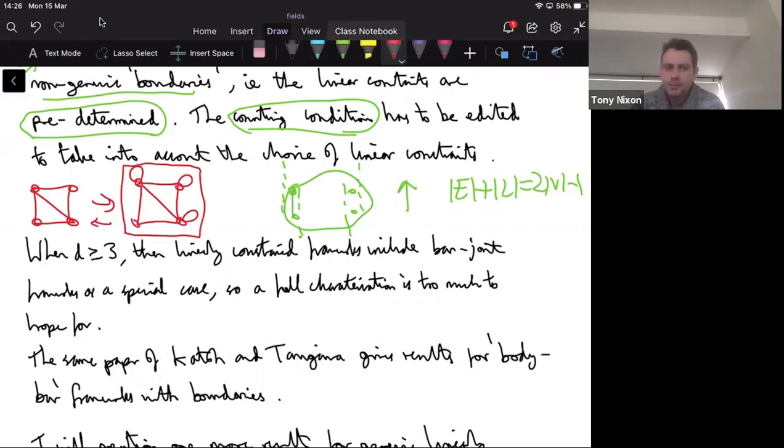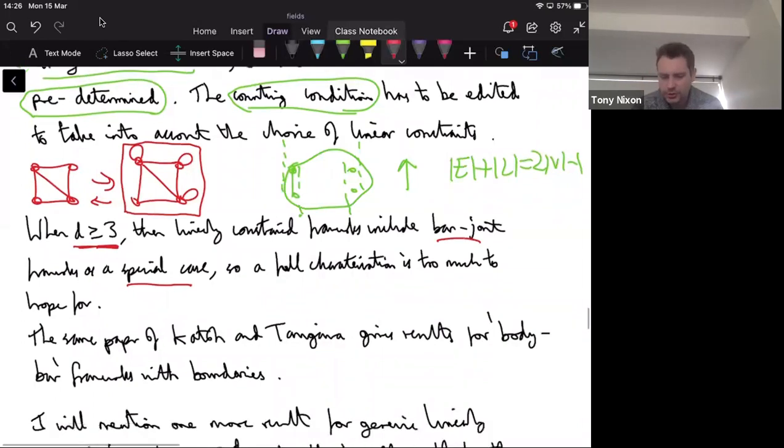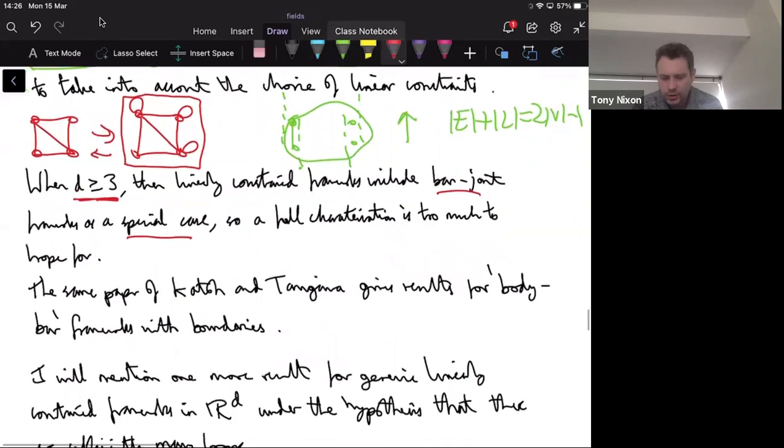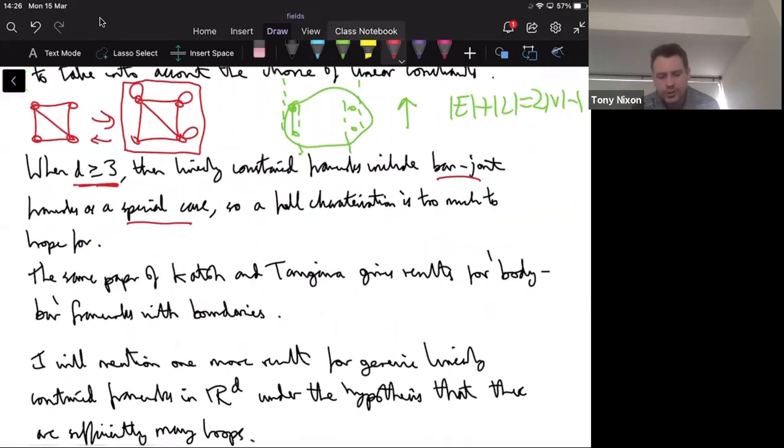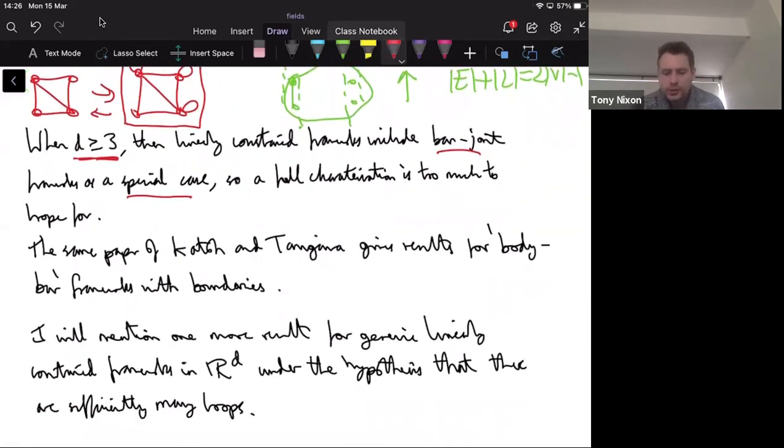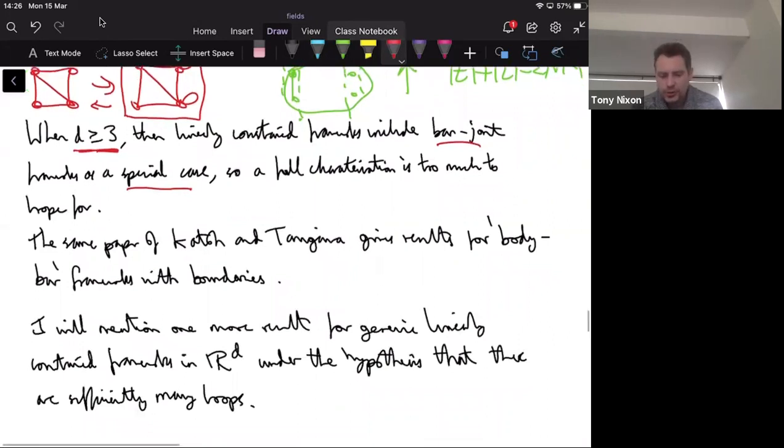frameworks in the plane. So if I go up to dimension three, since we don't understand bar joint frameworks generically, we're not going to understand linearly constrained frameworks because it includes the bar joint framework as a special case. So it's going to be too much to ask for a full characterization without a substantial step towards, say, the 3D rigidity problem, for example. But if you go to special cases, some results are known. And so I want to mention those a little bit.